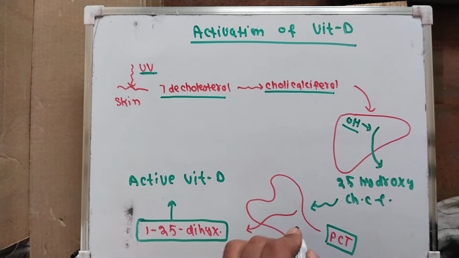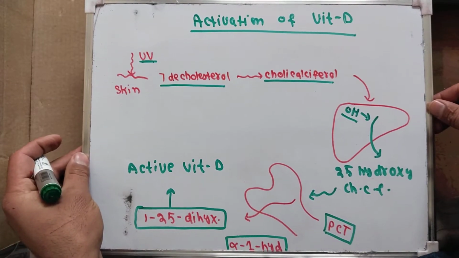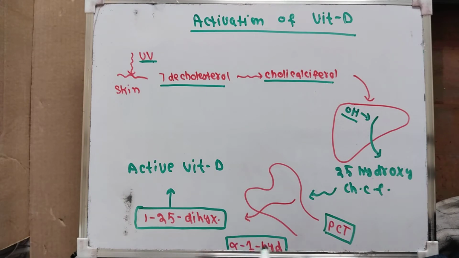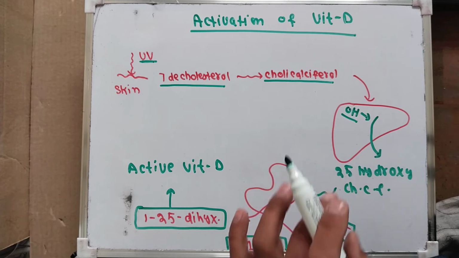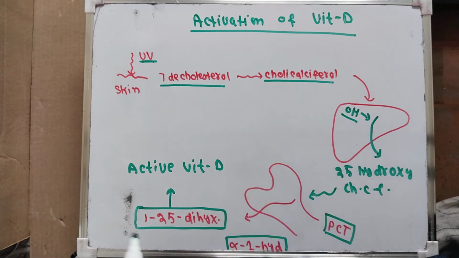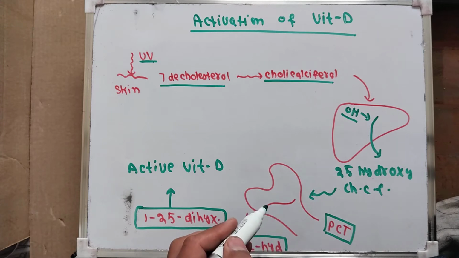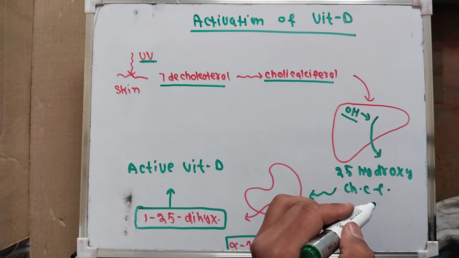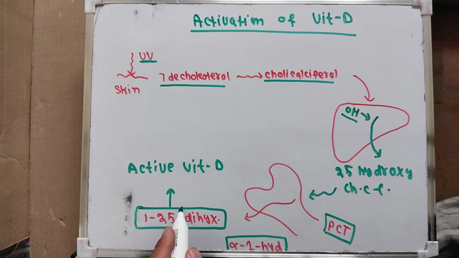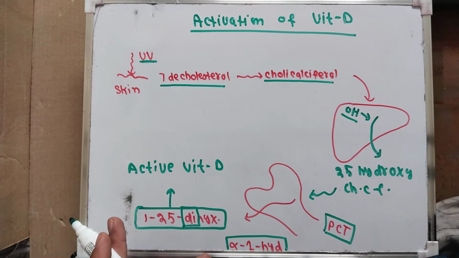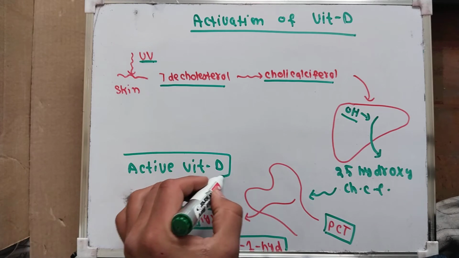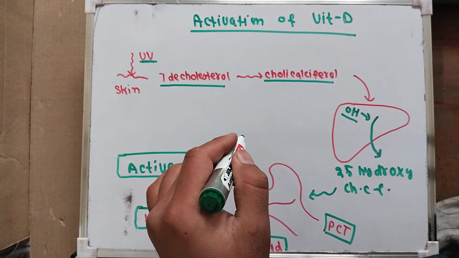In the proximal convoluted tubule, we have an enzyme known as alpha-1 hydroxylase. This alpha-1 hydroxylase enzyme acts upon 25-hydroxycholecalciferol in the proximal convoluted tubule and converts it into 1,25-dihydroxycholecalciferol. Actually, alpha-1 hydroxylase adds another hydroxyl group to carbon number 1 of 25-hydroxycholecalciferol. Thus, two hydroxyl groups are present. We call it dihydroxycholecalciferol, and this is the active form of vitamin D. In this way we activate vitamin D.